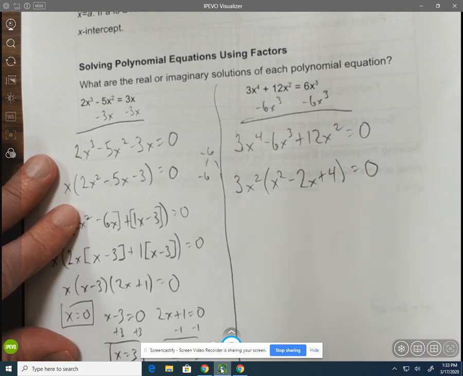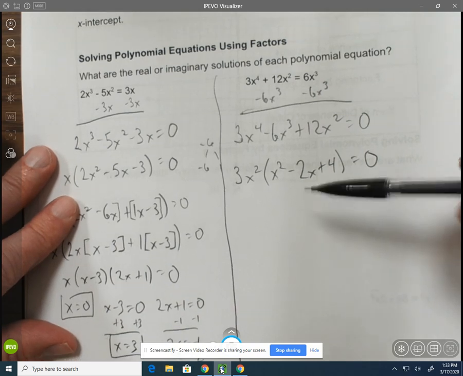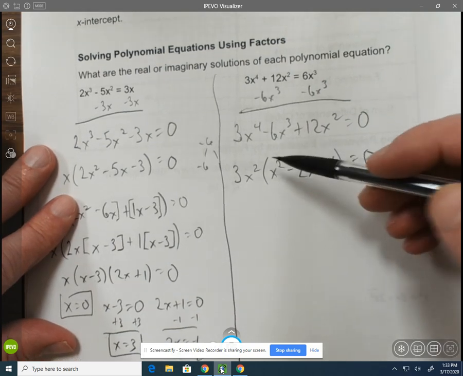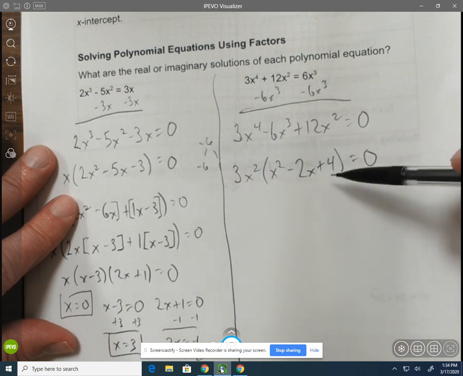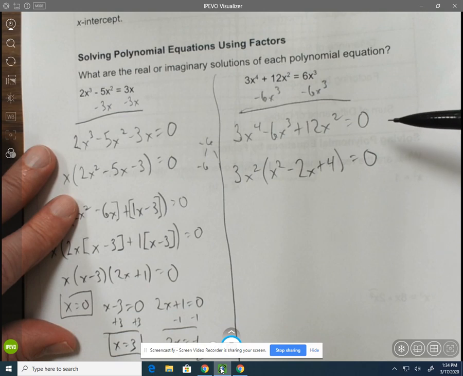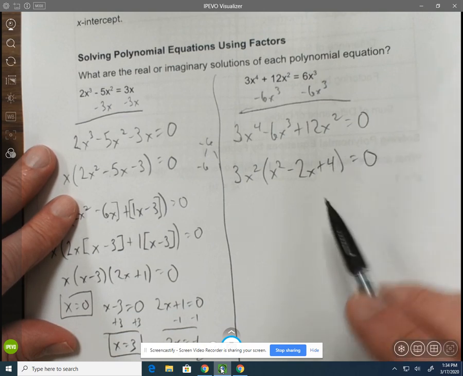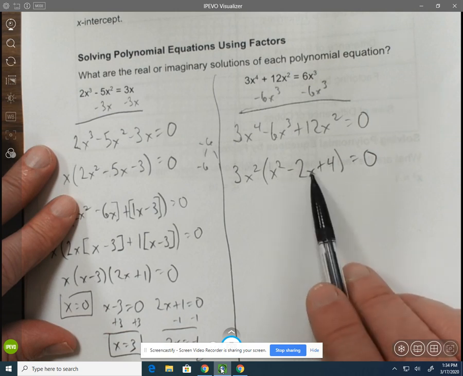So now I got good news and I got bad news. The good news is, if we look to factor this, that's just got a 1 in front, so we don't need to do this step we did over here. I can just find the factors of 4 that add up to negative 2. And here's the bad news, there aren't any. All right, so that means this thing is not factorable.